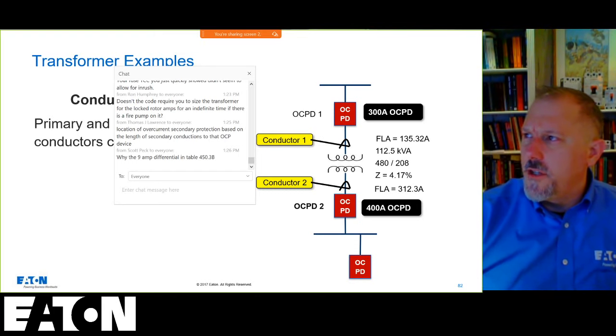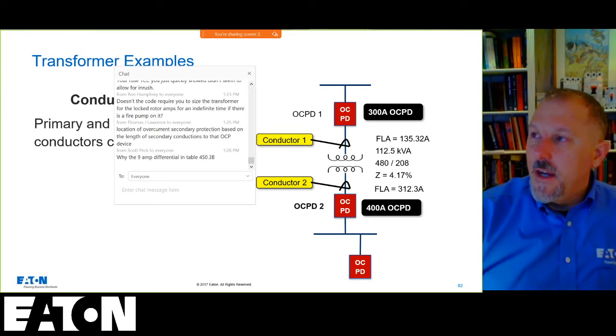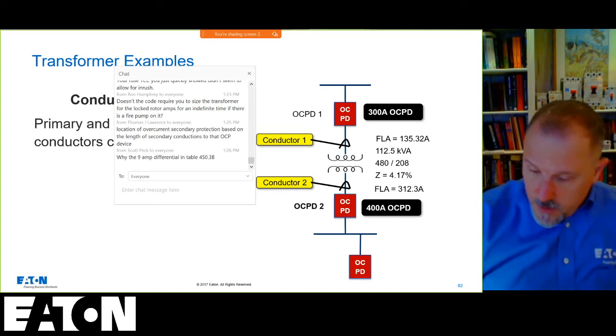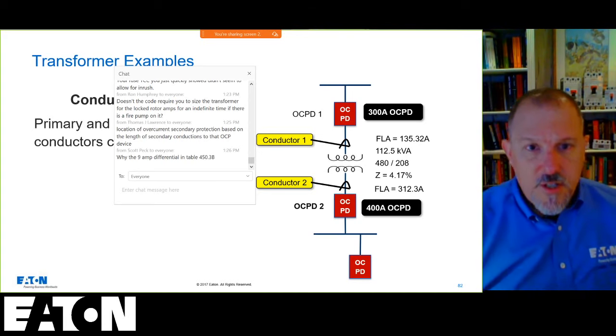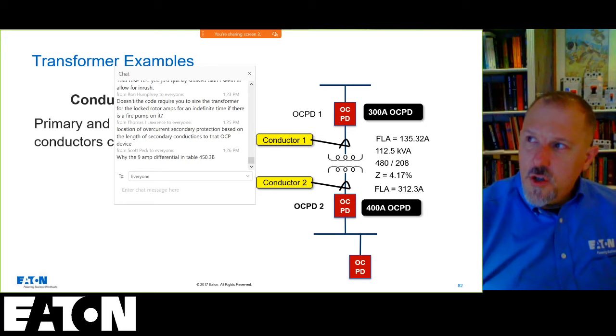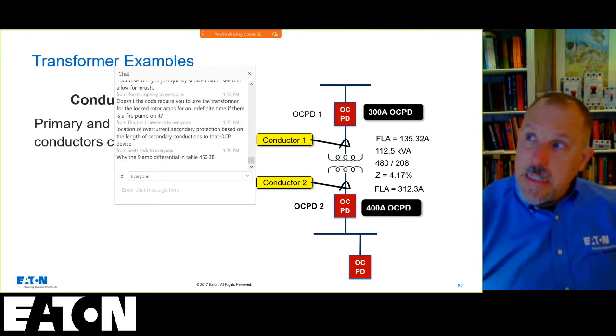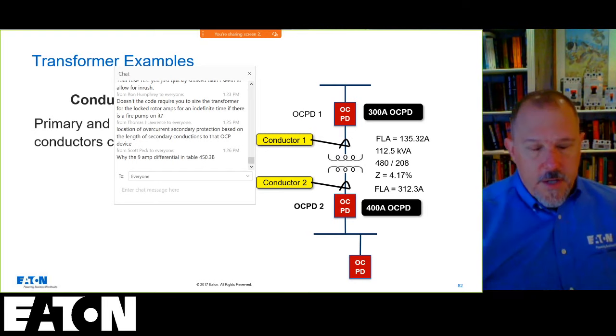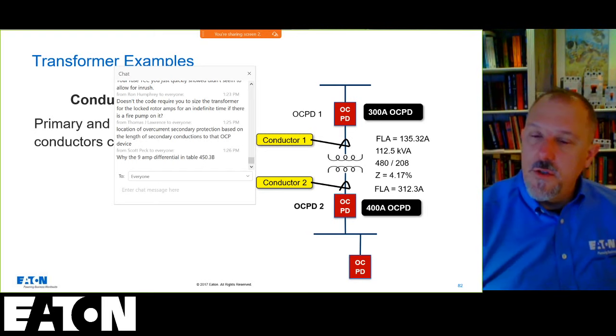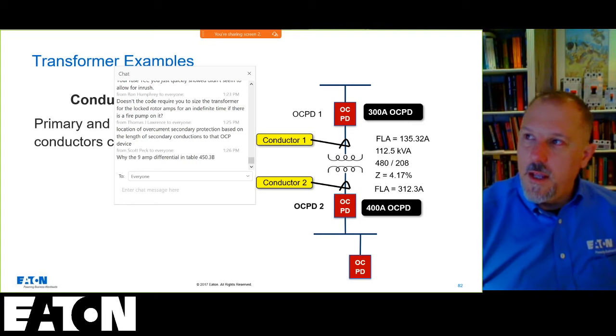Doesn't the code require you to size the transformer for locked rotor amps for an indefinite time if there's a fire? There is a fire. Okay, good point, Ron. There are different requirements in fire pump circuits. I would have to go back to the fire pump circuits, but I would not disagree with you that if you've got that transformer, you probably do have to do something to make sure that you can supply that pump on inrush.